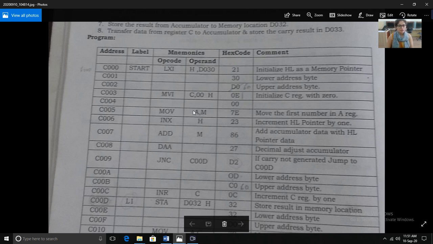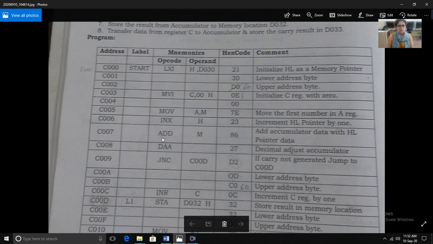Now we have to move the HL register to another memory location. For this we have to increment the value of the HL register pair. You know that whenever we have to increment the value of the HL register pair, we have the instruction INX. INX instruction is used to increment the contents of the register pair by 1. So INX H will increment H by 1, and now H will point to some other memory location, that is 6031, where the second operand is. So this is the hex code of the INX instruction. 23 is the hex code of the INX instruction.